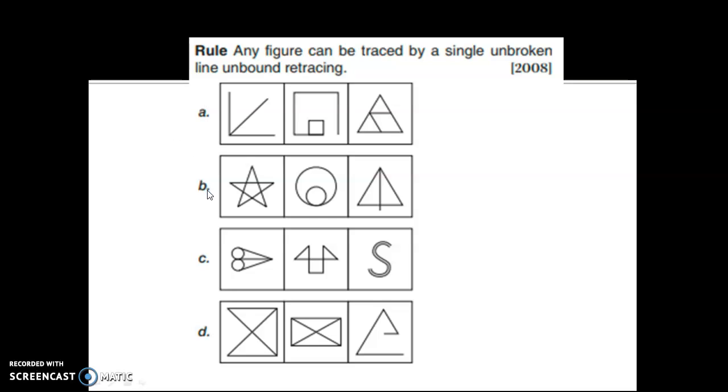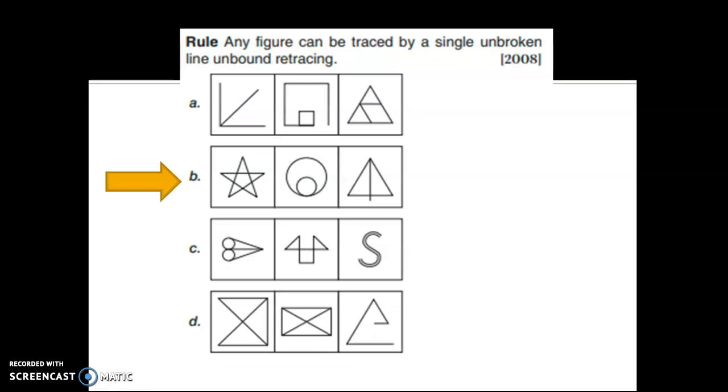See B. B can be drawn without lifting up the pencil. So here B is actually the answer, but we'll check options D and C as well. This figure cannot be drawn, and even this S figure cannot, because you will have to pick up the pencil once. So this is not our answer. Moreover, option D is not our answer. So here we have B as our answer.